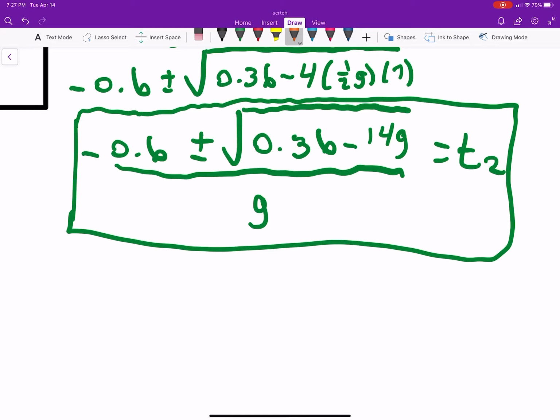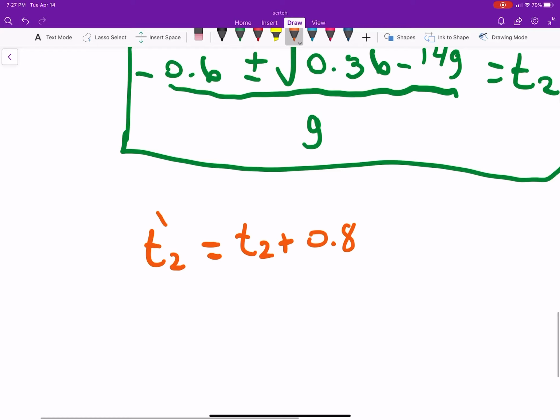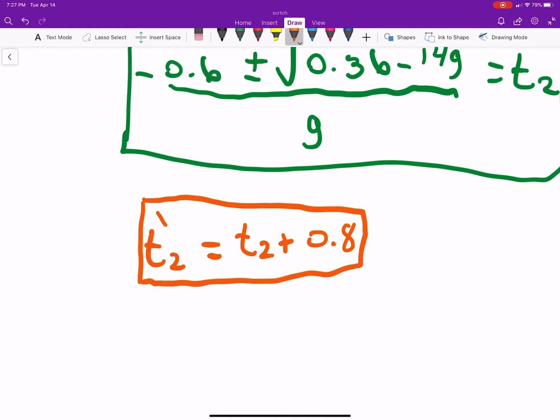Or another way to think about this usefully: T2, I guess I shouldn't call this T2, I'll call it T2 prime, is equal to T2 plus the 0.8 seconds. So T2 prime is the time it takes rock 2 to hit the ground right after he throws rock 1, which is what we're interested in. And then you just compare T2 prime with T1 and find out which one's bigger.